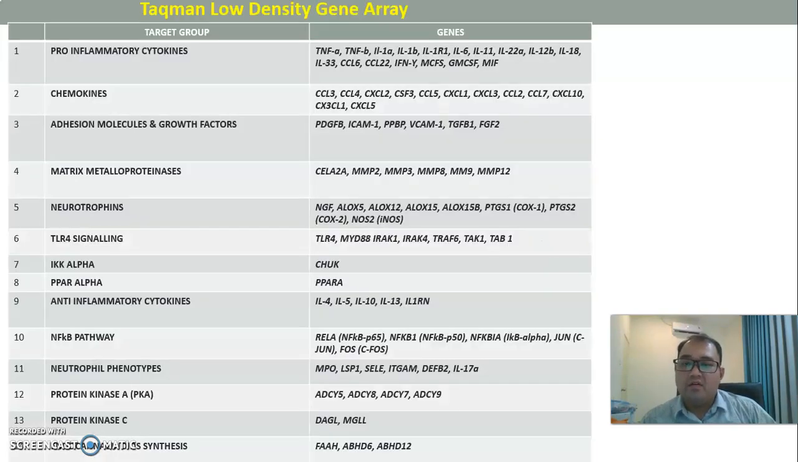Okay, this is the list of the 96 genes that we have studied from different factors that control inflammatory pain, such as pro-inflammatory cytokines, chemokines, adhesion molecules, neutrophil phenotype, and also factors that control the activation of the nuclear factor kappa B pathway.